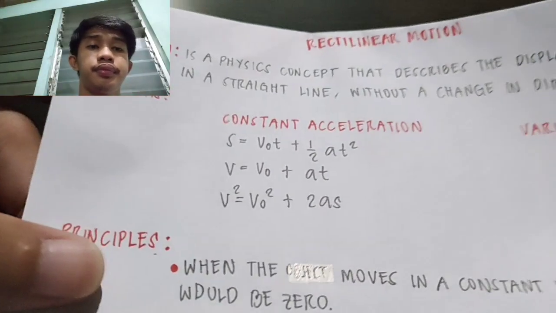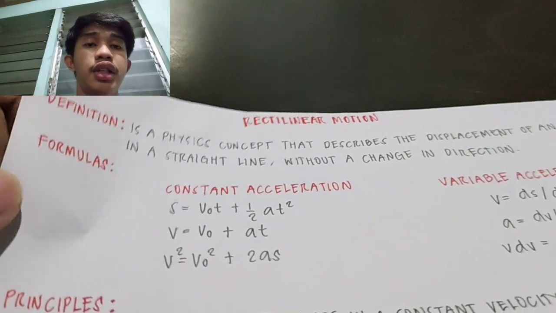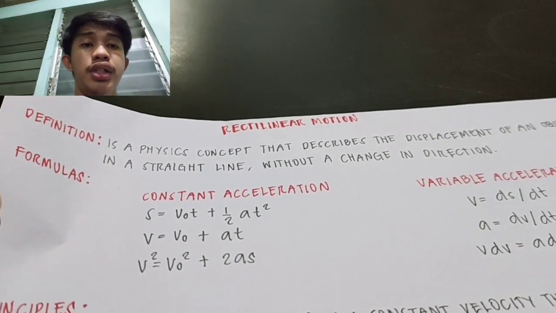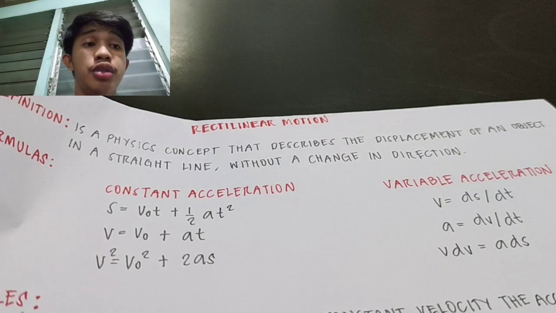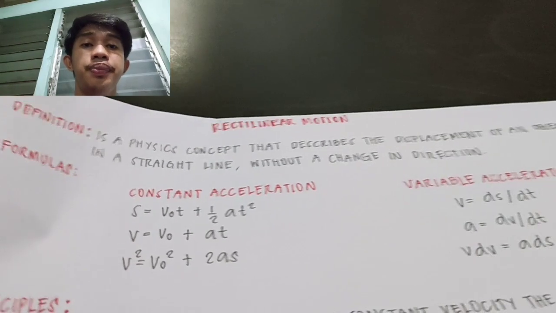Everyone. So today we're going to discuss two topics in dynamics of rigid bodies, which are rectilinear motion and vertical motion. So to begin with, let's start with rectilinear motion. Rectilinear motion by definition is a physics concept that describes the displacement of an object in a straight line without a change in direction.